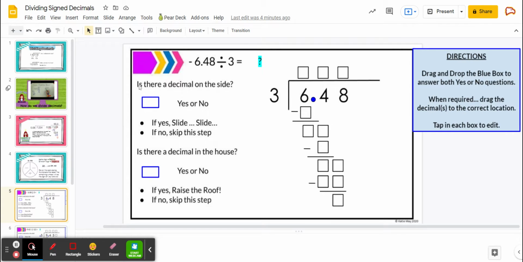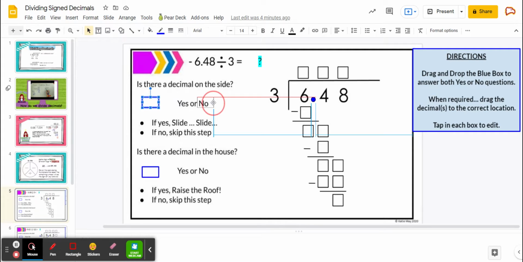So the first thing you're going to do is ask yourself, is there a decimal on the side? This is a whole number 3. There is not a decimal. Well, technically there is, but it's after the 3, so it would not need to be moved. So no, we can skip that step.